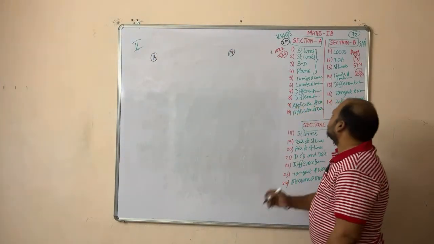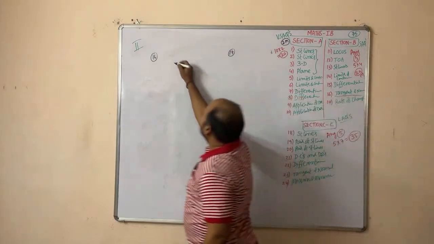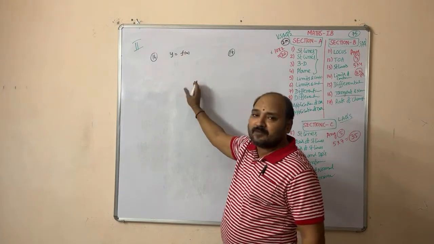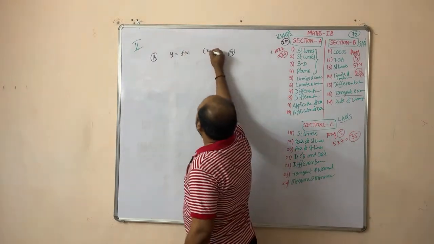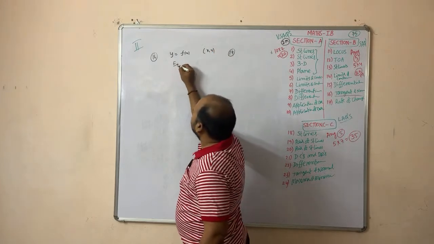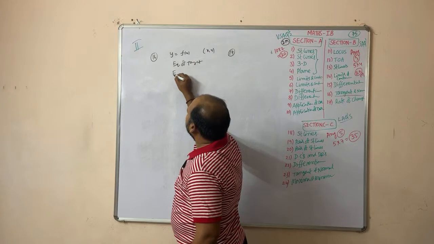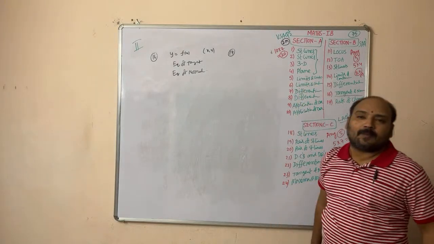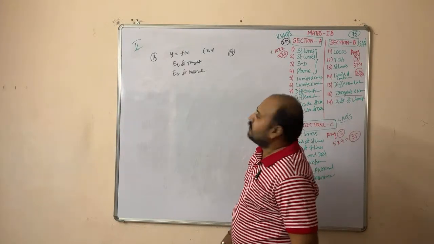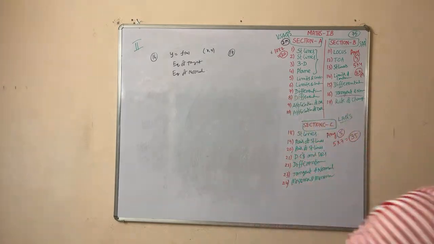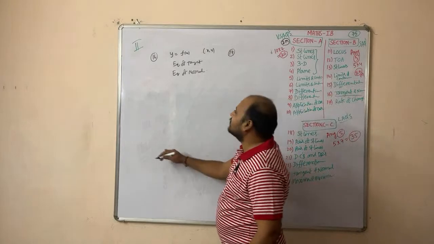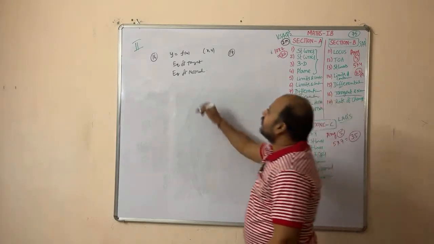Question number 16 is tangent and normals. They will give one curve y equal to f of x, whatever it may be. Example questions are also given a number of times, keep in mind and practice. They will give one point also. Find the equation of tangent, find the equation of normal. This type of question they will ask you. For example, the number of examples are there. We cannot discuss all of them, because I want to cover all the questions now. So this type of question.